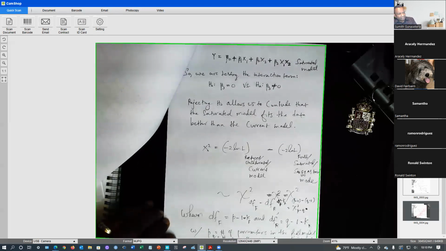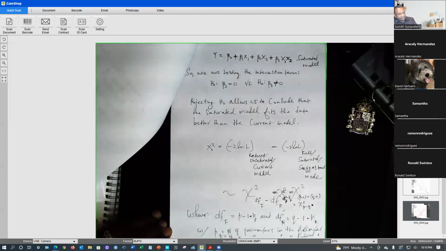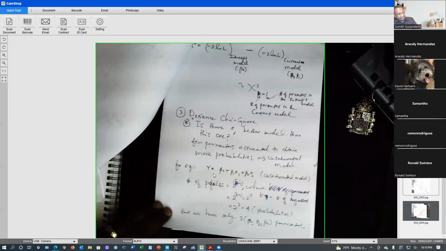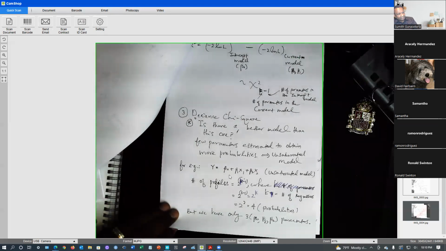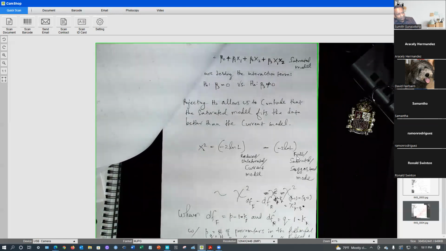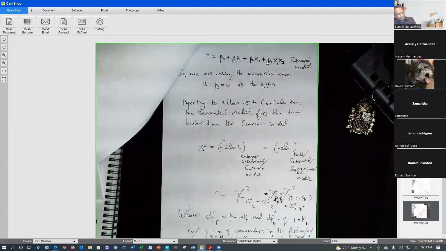Reduced model, unsaturated model, or current model. With respect to this one, the current model is the reduced model. Any name: reduced, unsaturated, current model. We're going to subtract minus 2 ln for the full model. This is called the full model, saturated model, or suggested model.